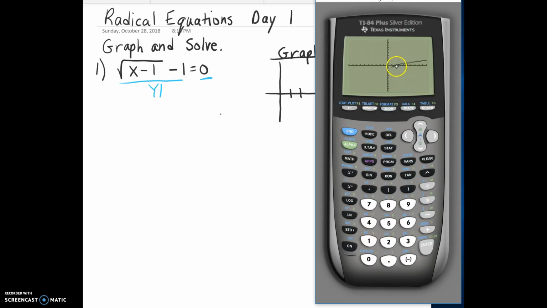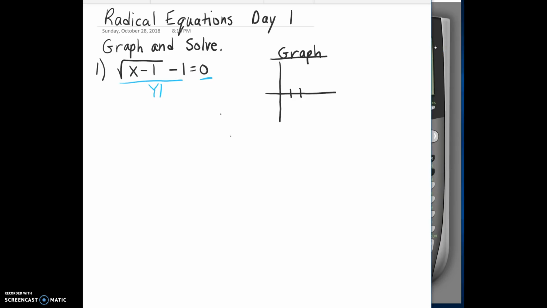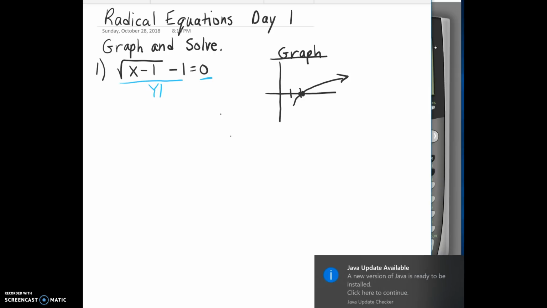And I can see that the graph is going up across the axis at 2, and then it keeps going up from there. So it looks kind of like this, and would go that direction. And the solution would be that it's at 2, 0.